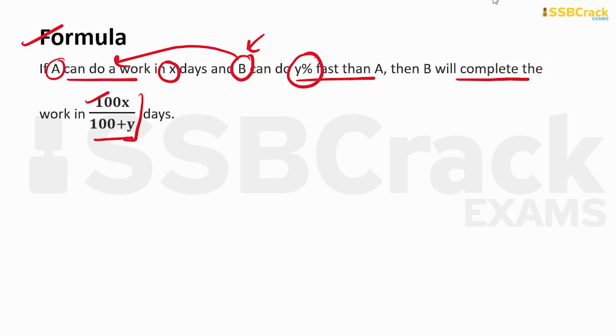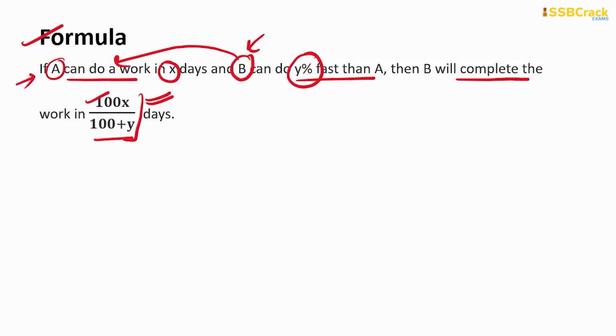Right? So this is a very easy and important formula, as you can always get this type of question in your examination. So whenever you are given the time taken by A to complete the work, and also it is given that B is more efficient than A by some Y%, then in that case you can easily calculate the time taken by B to complete that work by using the formula 100x upon 100 plus Y days. Right? So let's take an example based upon this formula.